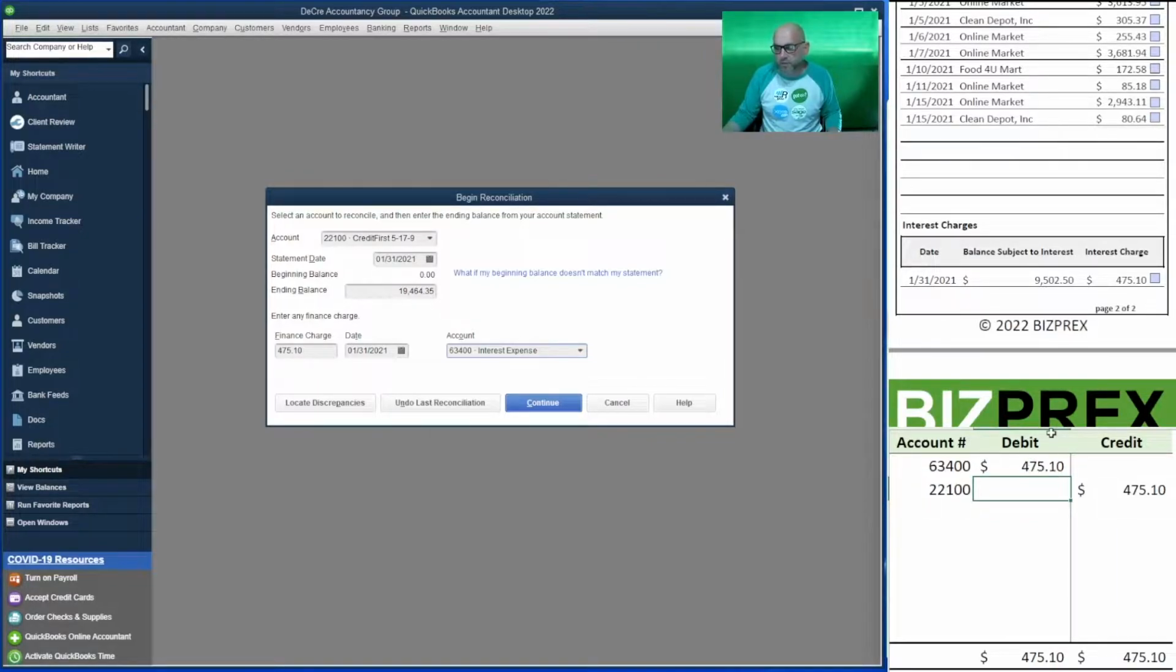So expense goes up when debited. And what do they do with that charge? They put it onto the balance of our credit card. So it's credited right here. Liabilities go up. So this amount is both: it's a debit to account 63,400 and it is a credit to account 22,100 right here. So let's continue with our reconciliation.